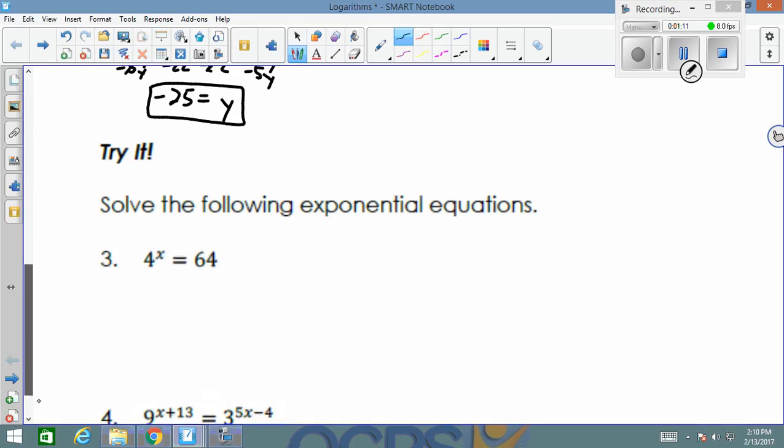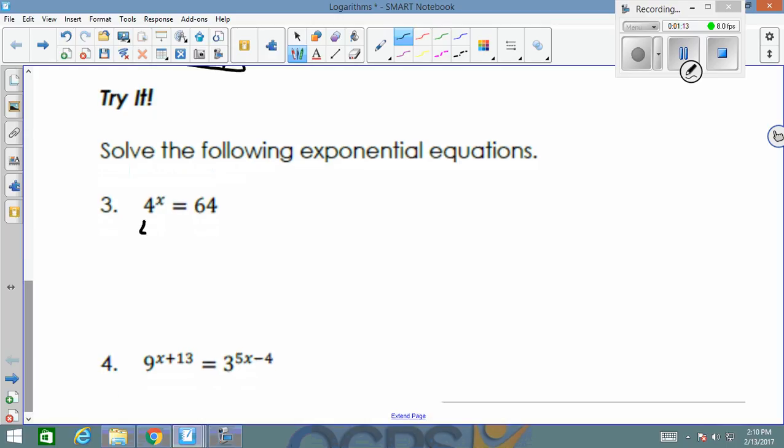Let's do another one. Okay, it says 4 to the x is equal to 64, so 64 I'm going to change to a base of 4. So it's going to be 4 to the third power, so x will equal 3.